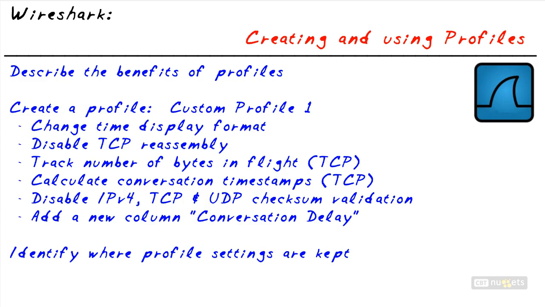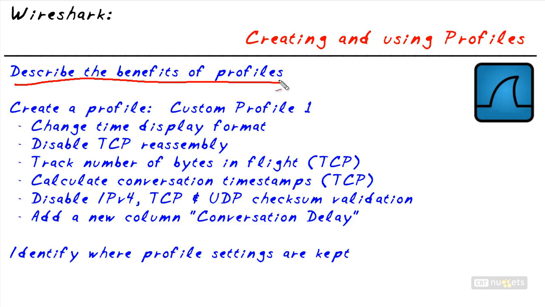Well, in either of those cases, it's very likely that we're going to want to have different information on our screen inside of Wireshark, maybe specific columns or features or settings. And how can we quickly change between one set and the other? And the answer, my friend, is by setting up profiles. So that really addresses our first objective, which is describe the benefits of a profile.